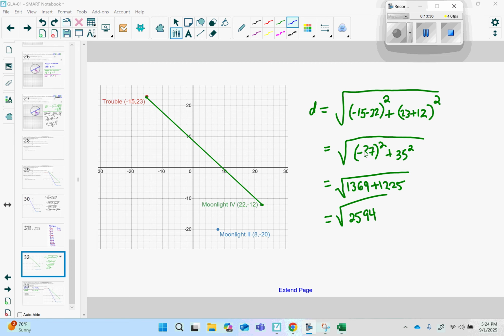Then in the next step, I have -37 squared is 1,369 plus 35 squared, which is 1,225, and you add those together, you get the square root of 2,594. And I did a similar process trying to see if any perfect squares might divide into that, and I figured out that it seemed like this is the most simplified exact answer that we could get.